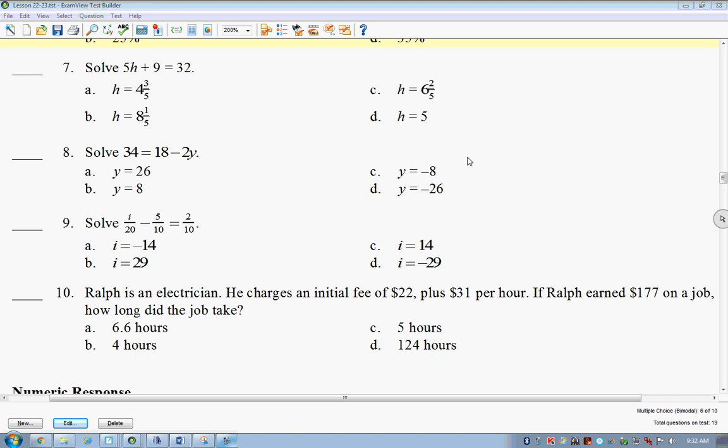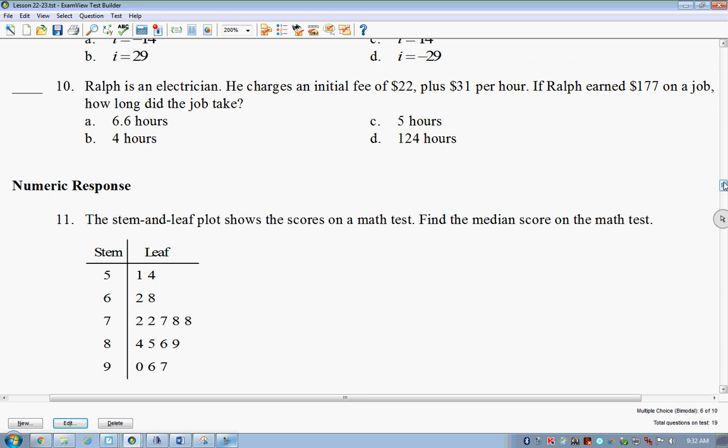All right, let's look at something here. Let's look at question number 10. Ralph is an electrician. He charges an initial fee of $22 plus $31 per hour. If Ralph earned $177 on a job, how long did the job take? So we actually have to write an equation here. This is an excellent question. Right. 31h plus 22. Great. Perfect. I was nervous that we wouldn't get anywhere with this. Does everybody understand how they got that?